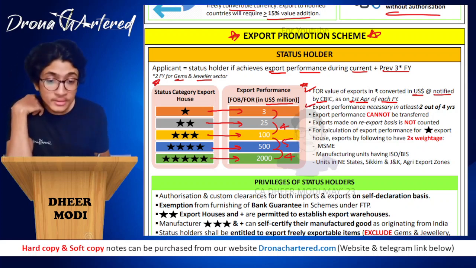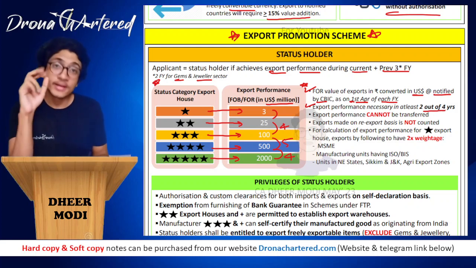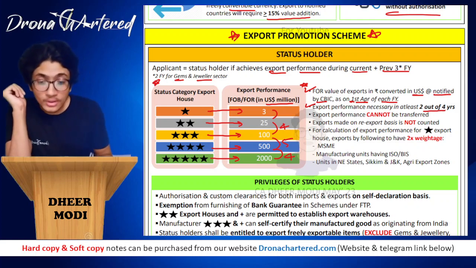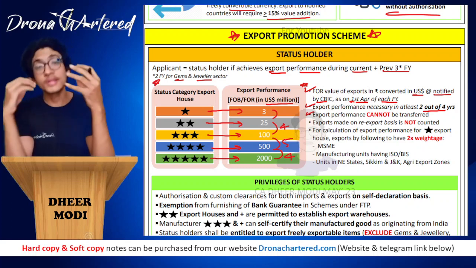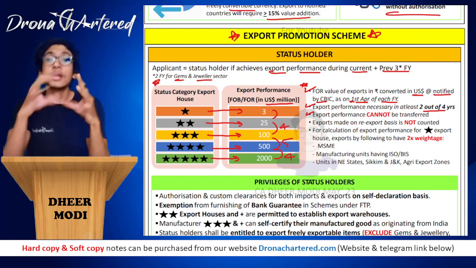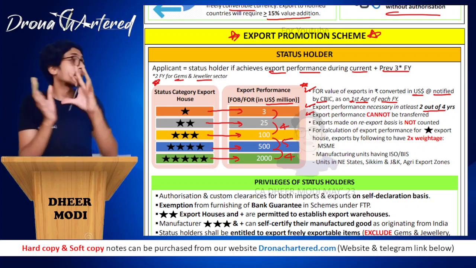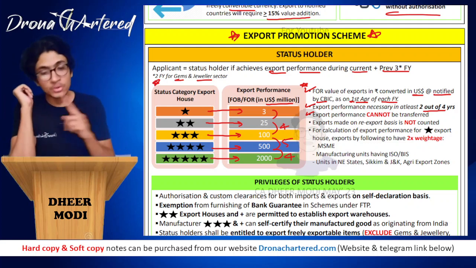Export performance is necessary in at least 2 out of 4 years. So this performance has to be in at least 2 out of 4 years. Next, export performance cannot be transferred. So you cannot say, boss, I have exhausted my quota, can I transfer this excess that I have to someone else and give them a star? No, this is not allowed.